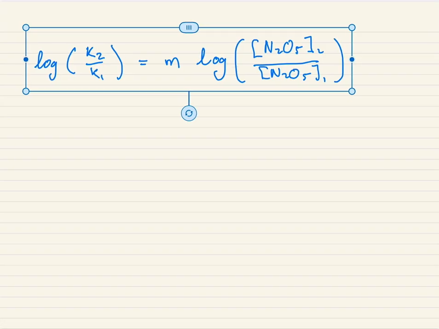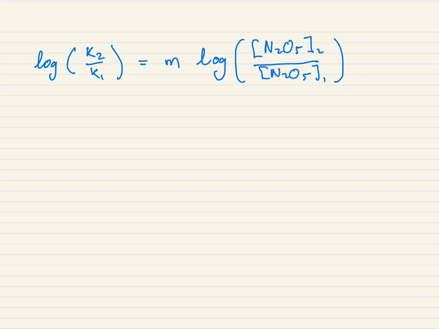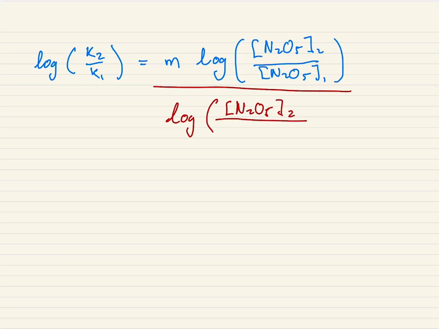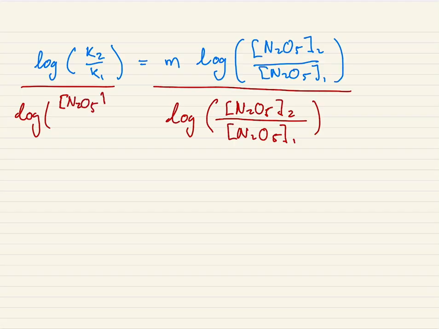And so we're going to divide both sides by the logarithm of N2O5 2 over N2O5 1, and I know I'm going over time a little bit here, but this is the last thing. These are going to cancel out on this side.